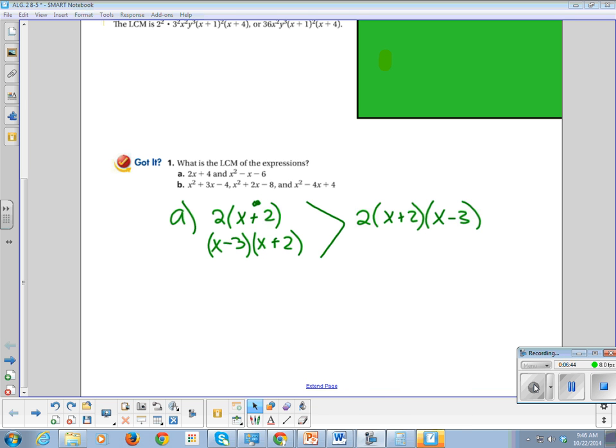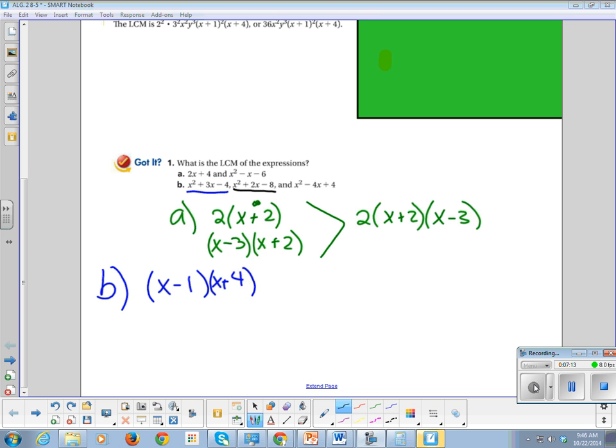All right, let's do B together. B is, oh, that's a long one. Okay, so we're going to take each individual piece of it. So if I have x squared plus 3x minus 4, let's factor that guy out. What 2 numbers multiply to give us -4 and add to give us 3? I know that's -1 plus 4. The second one, x squared plus 2x minus 8.